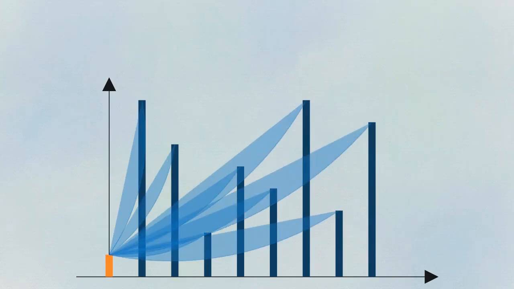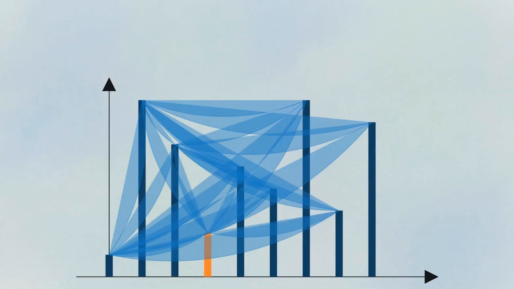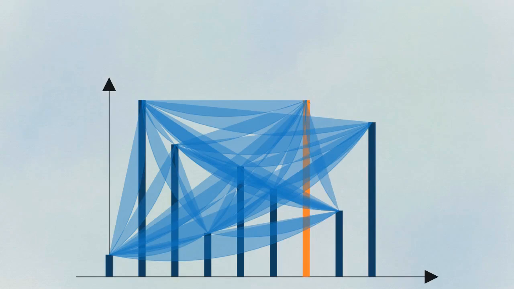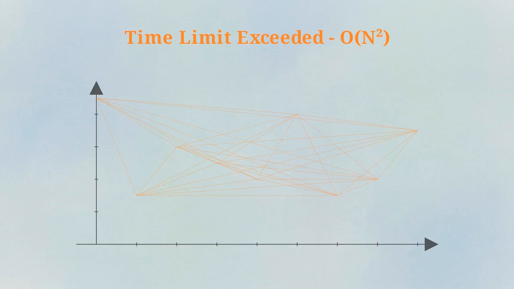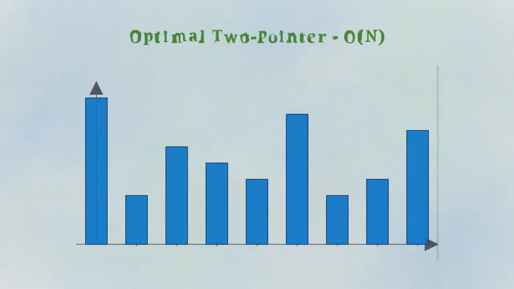The most obvious way to find the maximum volume is to test every single possibility. We take the first line and pair it with every other line. Then move to the second line and repeat the process, calculating permutations with a nested loop. For an array of 100,000 lines, checking every pair requires 10 billion operations. That triggers automatic time limit exceeded errors on most coding platforms. We need a single-pass strategy.